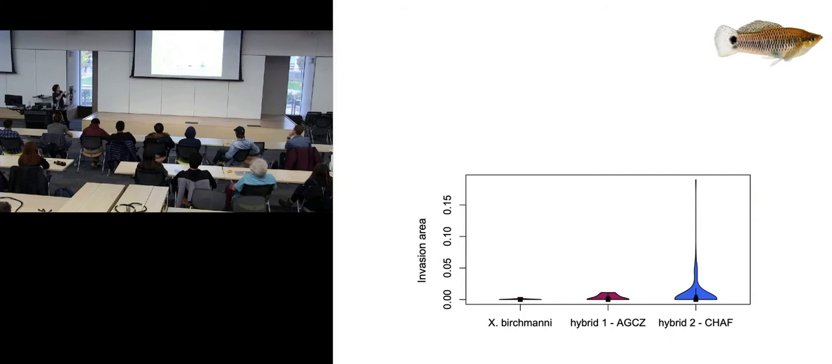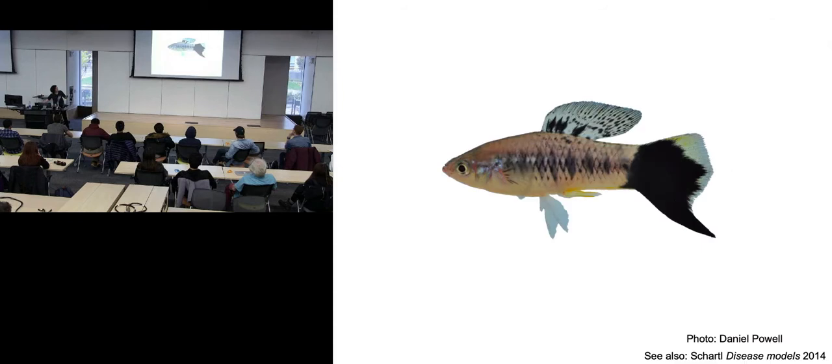Lag for suspense. Okay. So this is an individual that has basically transitioned from an individual that had a birchmanni-like spot over time to this really extreme melanization that's basically taken over the caudal fin but has also gone into the body cavity.